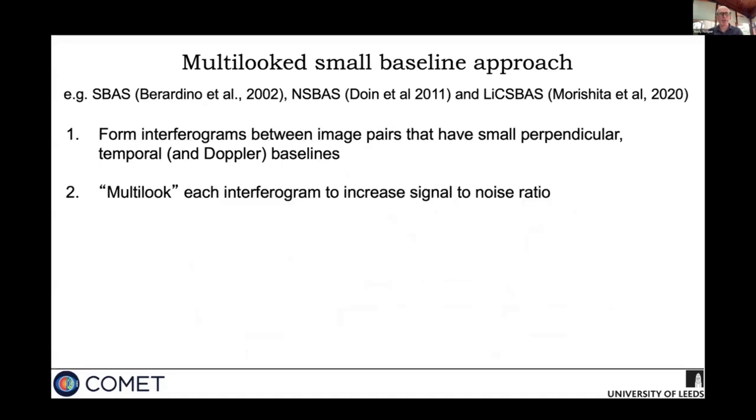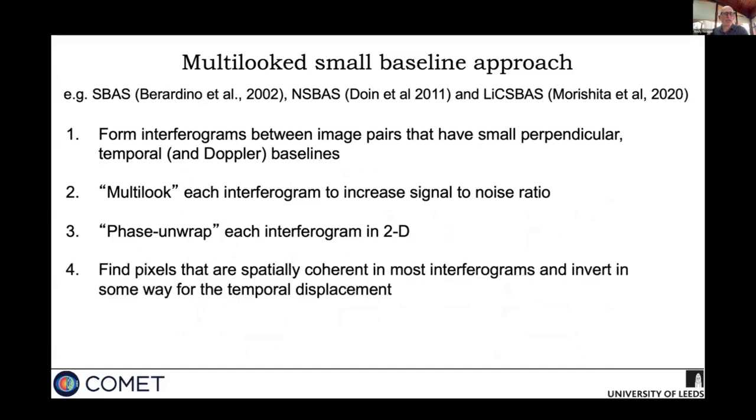Okay, so you make these interferograms. Typically, these interferograms are multi-looked. So that means averaged. So you lose resolution, but you increase signal to noise ratio. So averaged a bit in space. Then you unwrap each interferogram, typically in 2 dimensions. And then you find pixels. So these are your multi-look pixels that are spatially coherent in most interferograms. And you then invert them in some way for the temporal displacement.